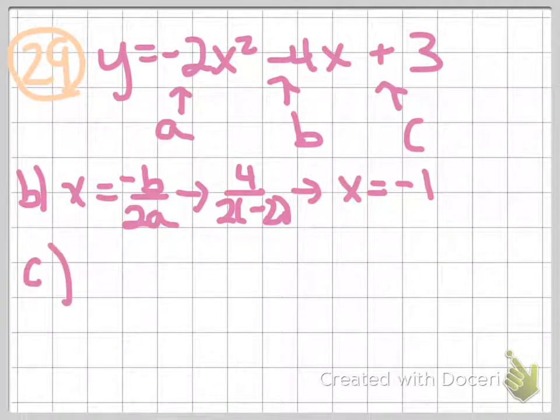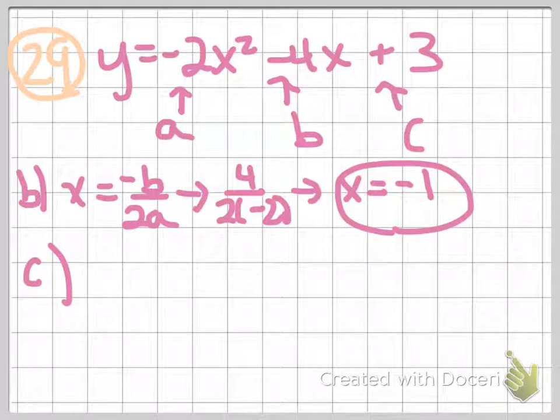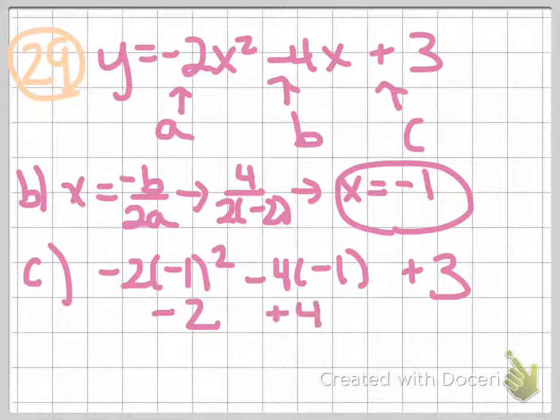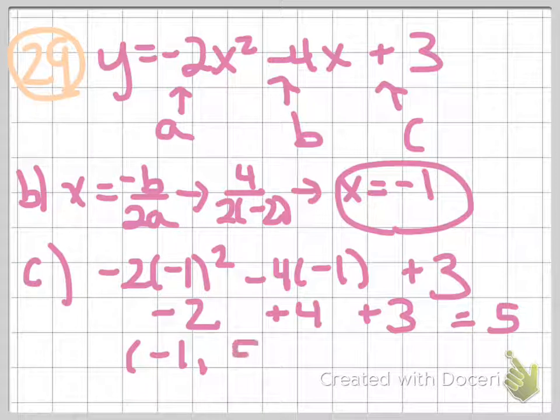Part C says the vertex. Well, now what I do with that vertex is I take my axis of symmetry and plug it into my x value. So I have negative 2 times negative 1 squared minus 4 times negative 1 plus 3. Negative 1 squared is 1 times negative 2 is negative 2. Negative 4 times negative 1 is positive 4 plus 3. Negative 2 plus 4 is 2. 2 plus 3 is 5. So my vertex is negative 1, 5.